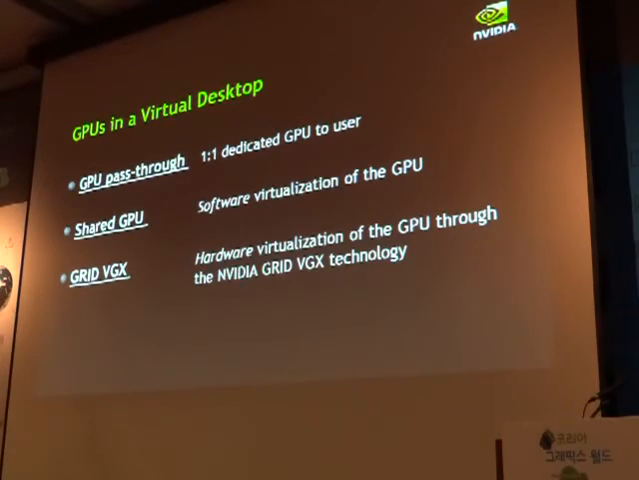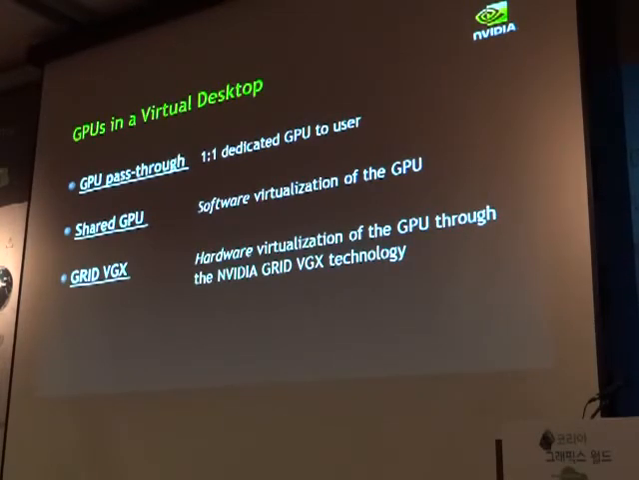Essentially, you have three different ways you can add a GPU to that server. The first one is called GPU pass-through. It's a one-on-one dedicated GPU per user. In this case, your server is virtualized in terms of your CPU and the other resources, but not virtualized in terms of GPU. One VM gets one GPU, and it's a dedicated value.